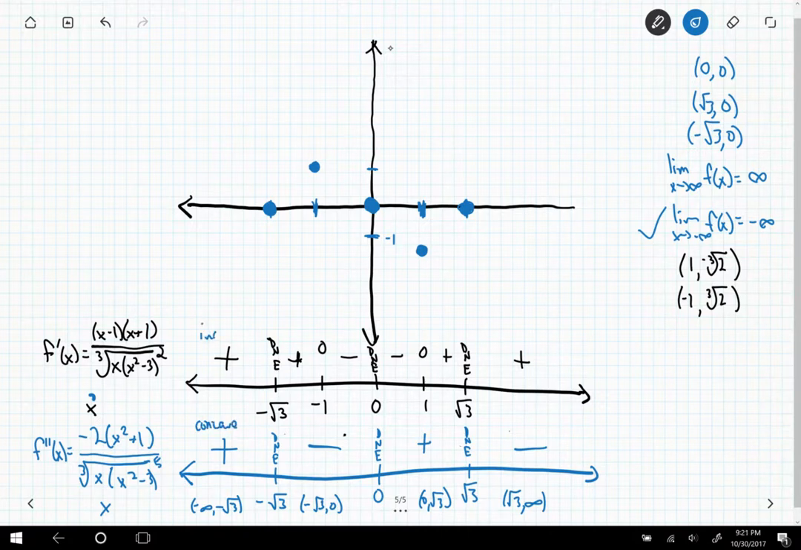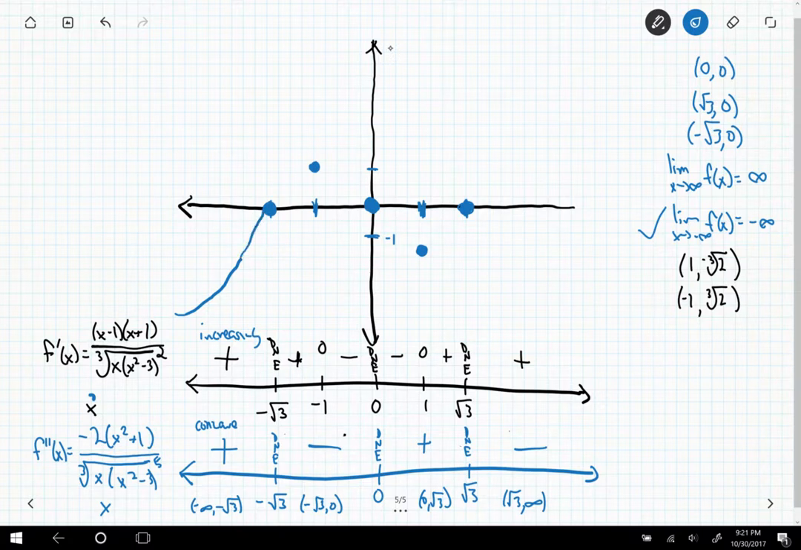This is saying increasing. That's good because we're starting from negative infinity. Hopefully we are increasing, until we get to this point, negative square root of 3. So increasing and concave up like a cup.